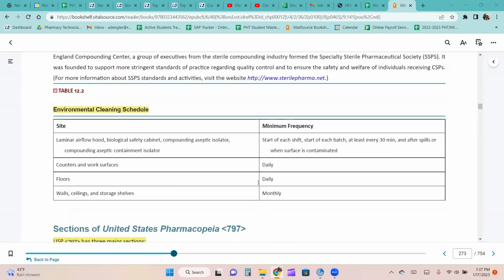Table 12.2 shows the environmental cleaning solutions. So we're going to clean the laminar flow hood, biological safety cabinet, compounding aseptic isolator, and compounding aseptic containment isolator at the start of each shift, at the start of each batch, at least every 30 minutes, and after spills or when the surface is contaminated. Daily, we're going to clean the counters, work surfaces, and the floors. Monthly, we'll do the walls, ceilings, and storage shelves.